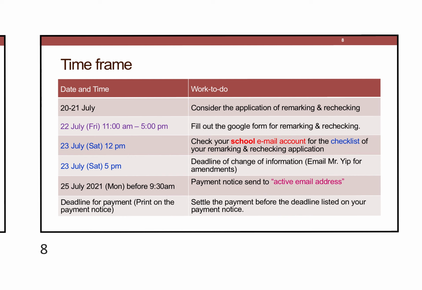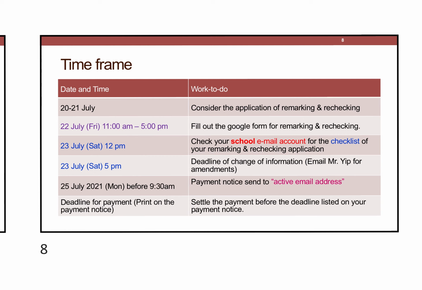This slide shows the time frame. After getting the result slip on 20th July, you have 2 days to consider the remarking and rechecking application. And Google application form will be activated on 22nd July, Friday. For those decide to apply for the remarking and rechecking, please submit the Google form before 5 p.m. on the same day, that is 22nd July. We need some time to input your application information into the HKDSE online system. On Saturday, 23rd July, a checklist will be sent to you through your school email accounts by 12 p.m.